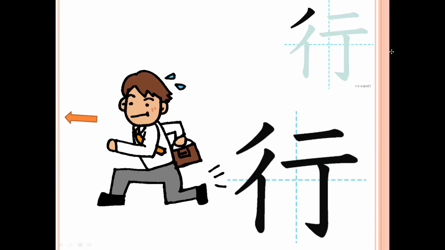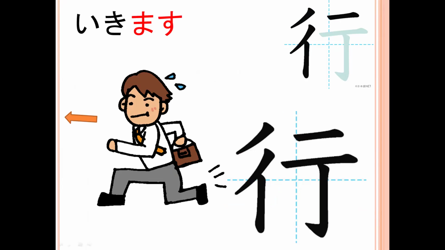What is this person doing? He is going somewhere. For going, the Japanese verb is ikimasu. Ikimasu, and the corresponding kanji is mentioned here. From the animation, you can practice how to write this kanji. Try to recognize this kanji. On seeing this itself, you have to recognize the kanji for iku, ikimasu.